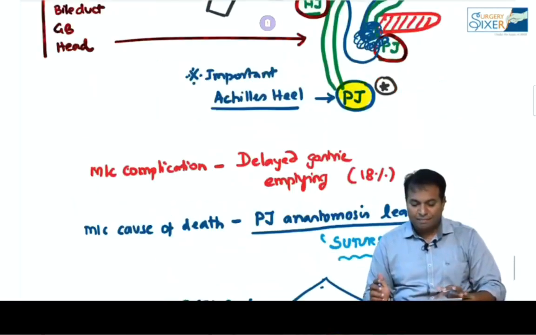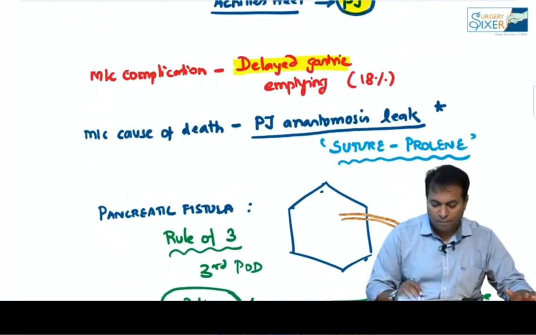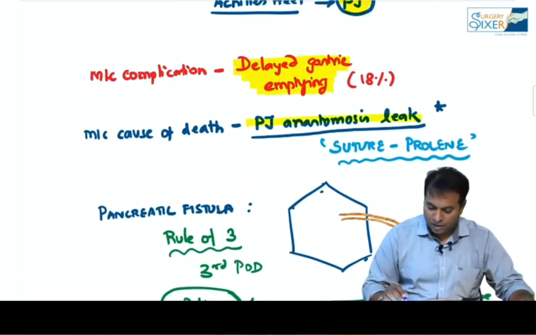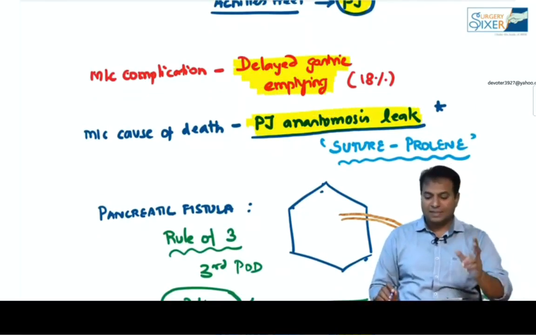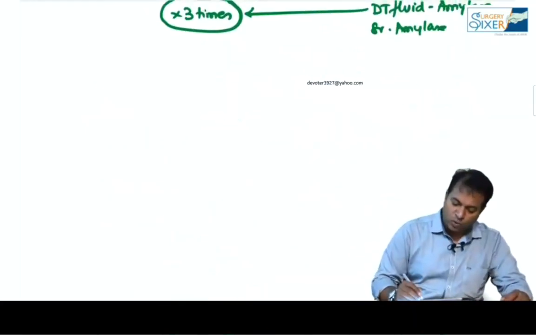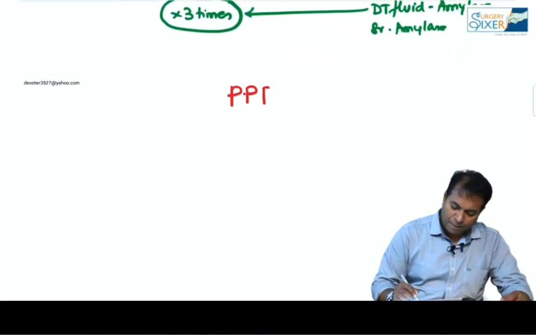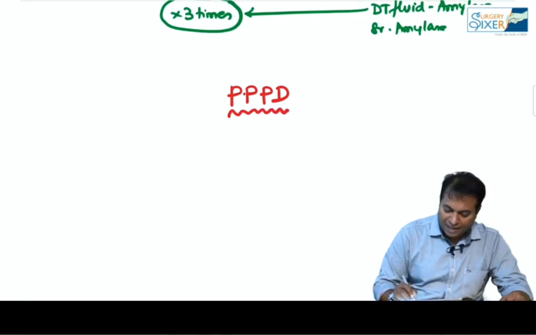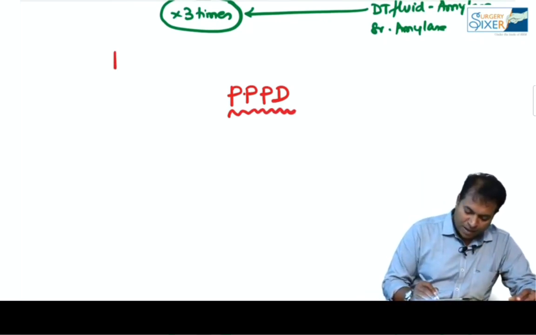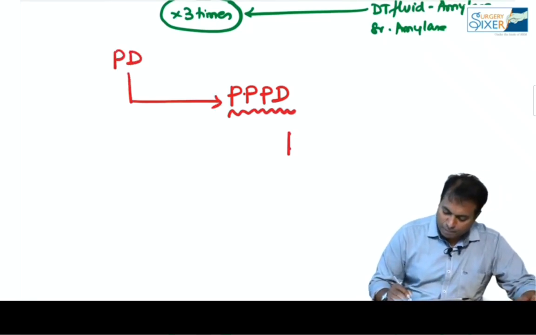So these are all the various important points you should not forget. The most common complication is delayed gastric emptying, and the most common cause of death is PJ anastomosis leak. Please don't forget these points. And I was already telling you there is one operation known as pylorus preserving pancreatico-duodenectomy. Can you tell me why this modification came from pancreatico-duodenectomy? Why did this modification of preserving the pylorus come?